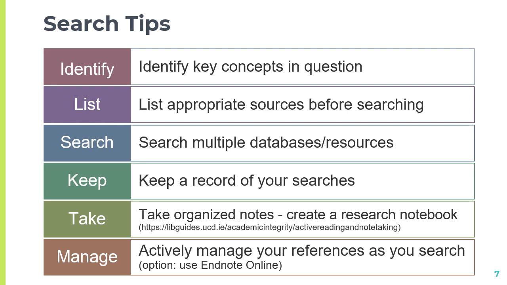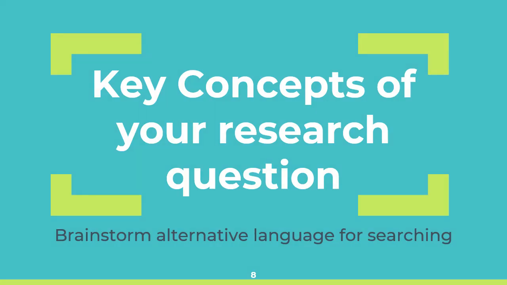Take organized notes and, if possible, create a research notebook which you can refer to. Actively manage your references as you search. One option is to use the software EndNote. When you identify the key concepts of your research question, look at each concept and brainstorm alternative language. This can then be used when you're searching.